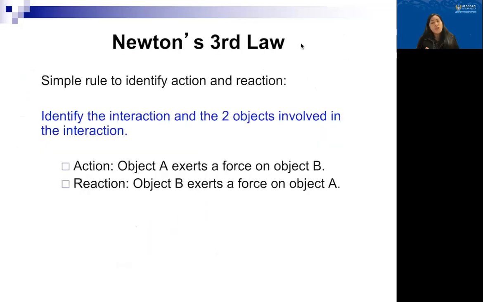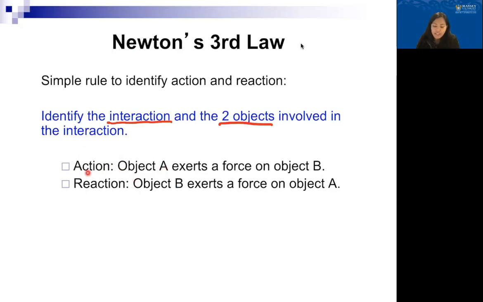So the key thing, because it's a law of interaction, is that you have two objects that need to interact. To identify the action and reaction in Newton's third law of motion, you first have to identify the interaction. You have to identify which two objects are involved in the interaction. Once you identify the two objects, then you will be able to state the action and reaction forces.